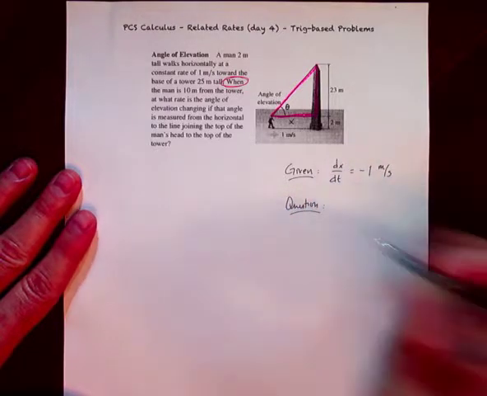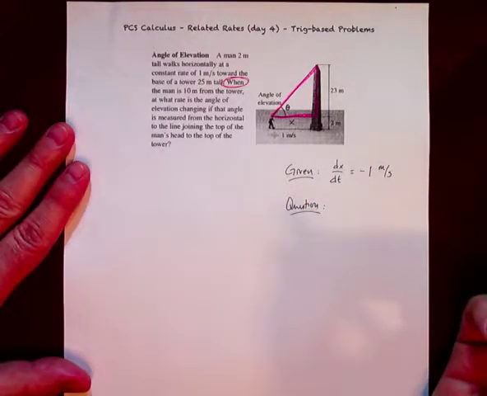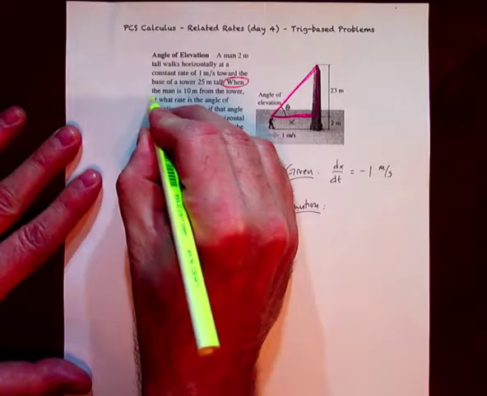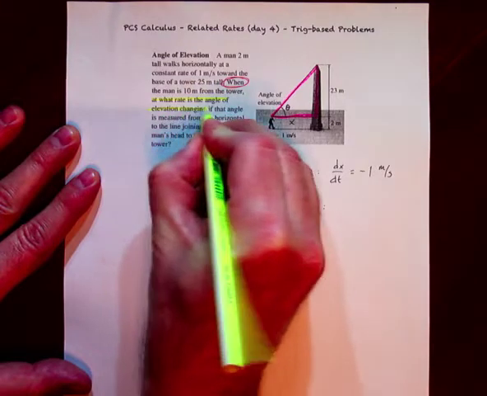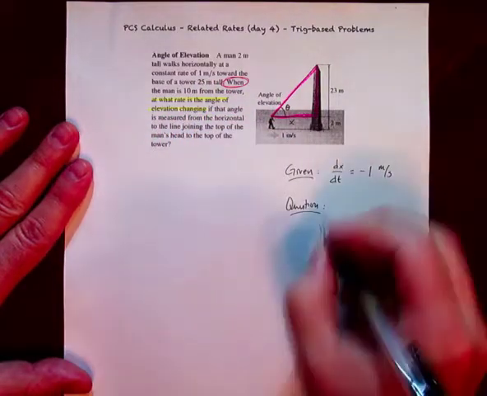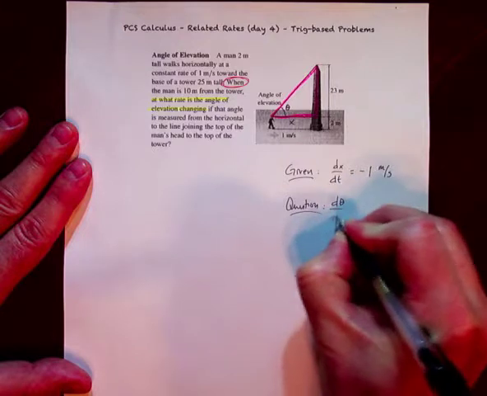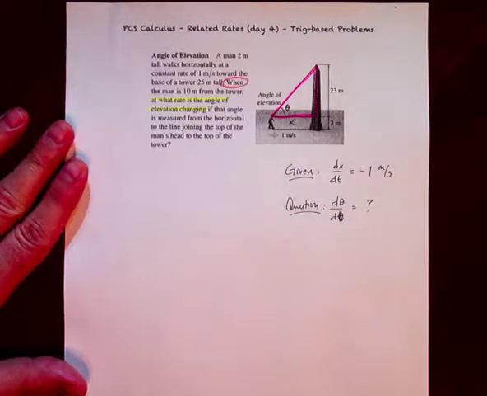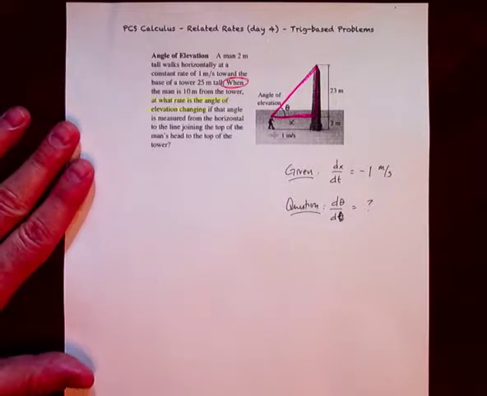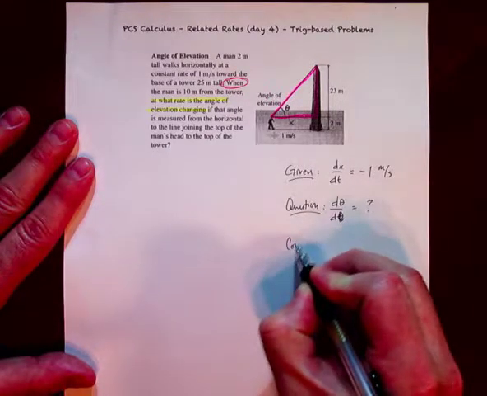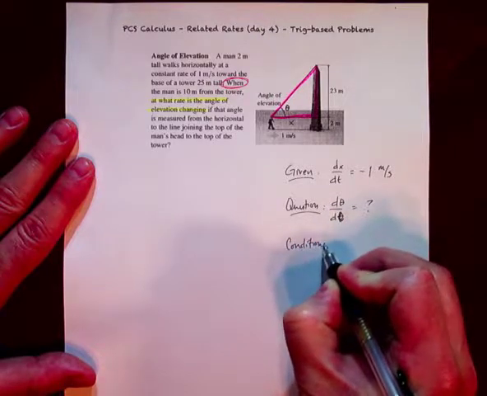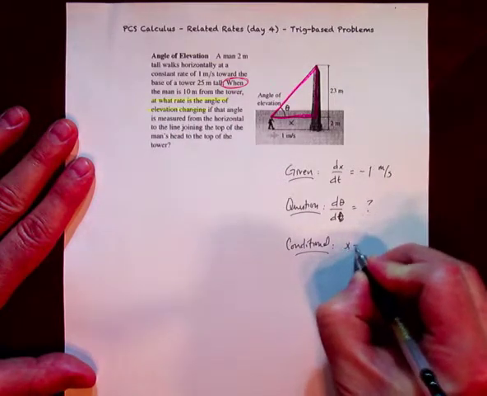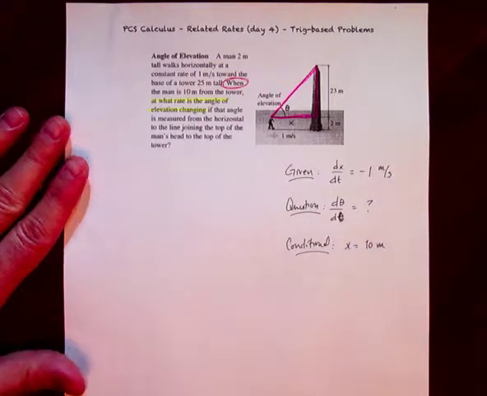Now, the question, okay, is at what rate is the angle of elevation changing? Right? At what rate is the angle of elevation changing? That is our question. That is, what is dθ/dt. dθ/dt is going to be what we're looking for. And the conditional, and so they kind of mixed it up here a little bit. When the man is 10 meters from the tower, when x is equal to 10 meters.